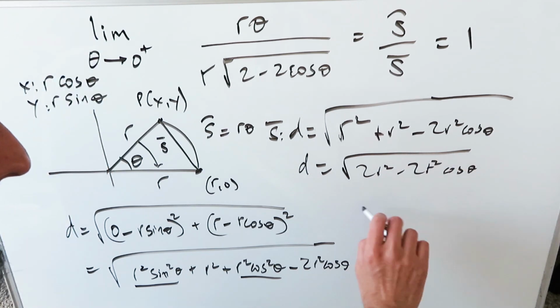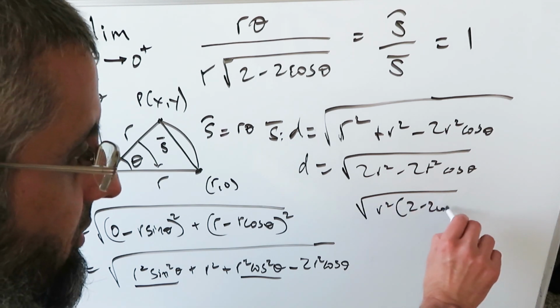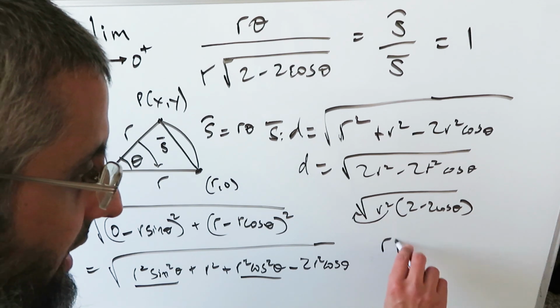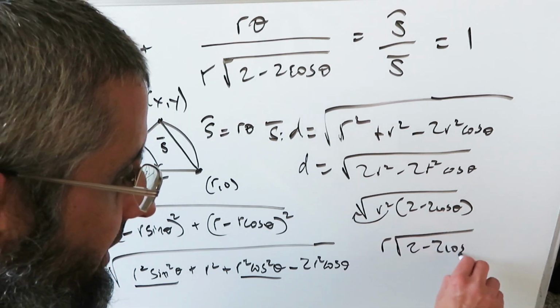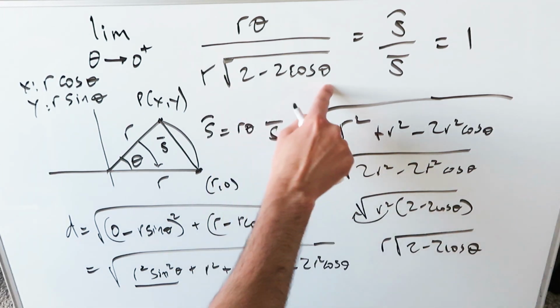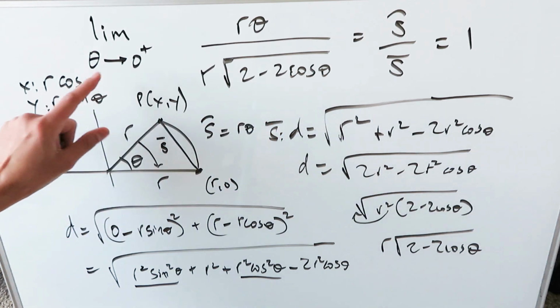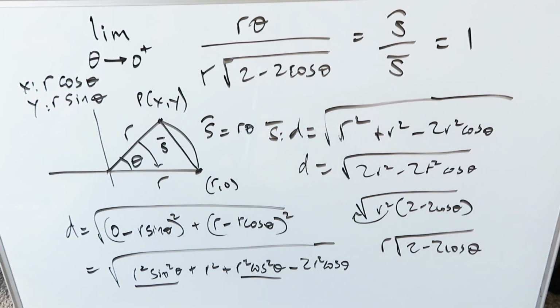You can isolate an r square, and that's what I'll do. I'll isolate an r square and I have a 2 minus 2 cosine theta in the radical. I'll push the r square out as an r. I'll have r times the square root of 2 minus 2 cosine theta, and hence you see this come about. So we're looking here at a quotient of an arc length and a segment length, both being measured by the same angle. Now let's evaluate the limit.